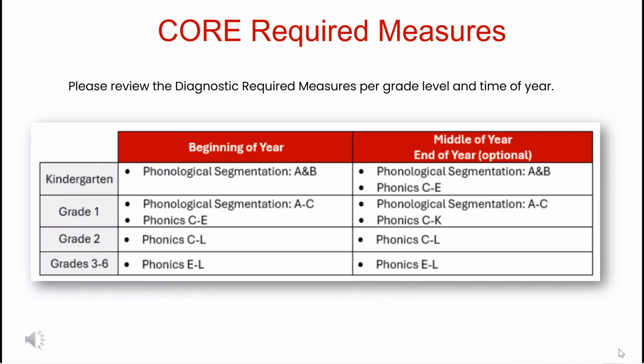When you are on the next screen, you will be able to see a table. It'll ask you to review the diagnostic required measures per grade level and time of year. Depending on what time of year you are testing, you will be able to look for the student's grade level and the associated tests that are required, depending on if it's the beginning of the year or the middle of the year or end of year. You will use this table to then scroll down and select the test that you wish to administer to the student.